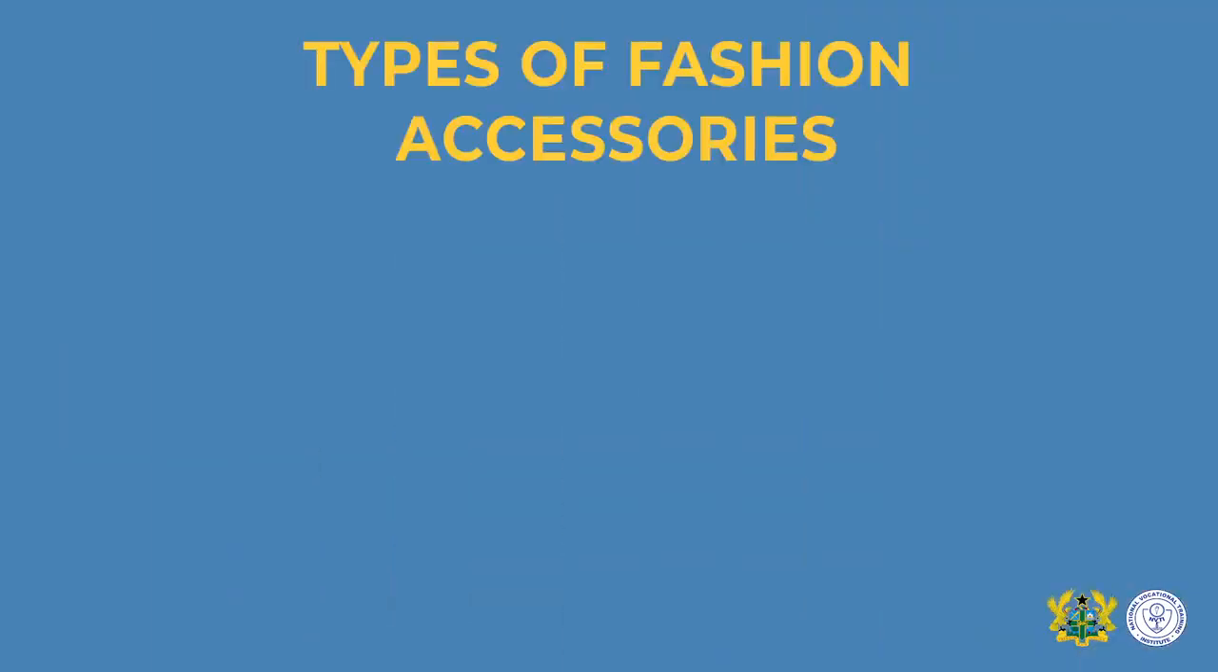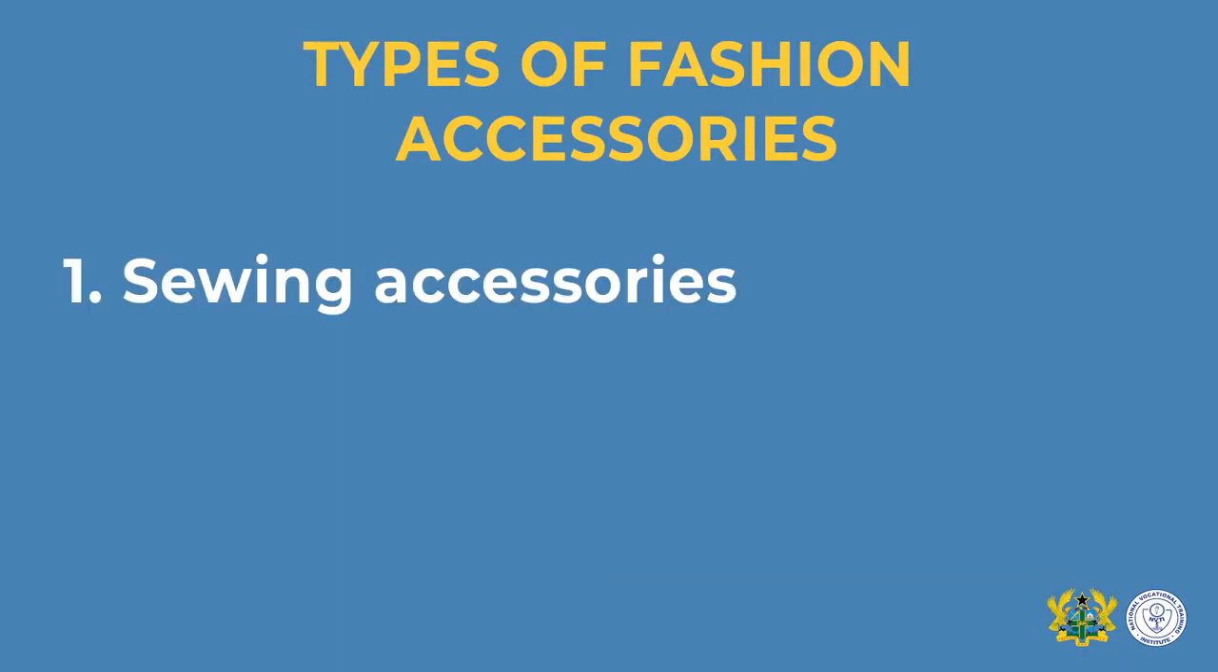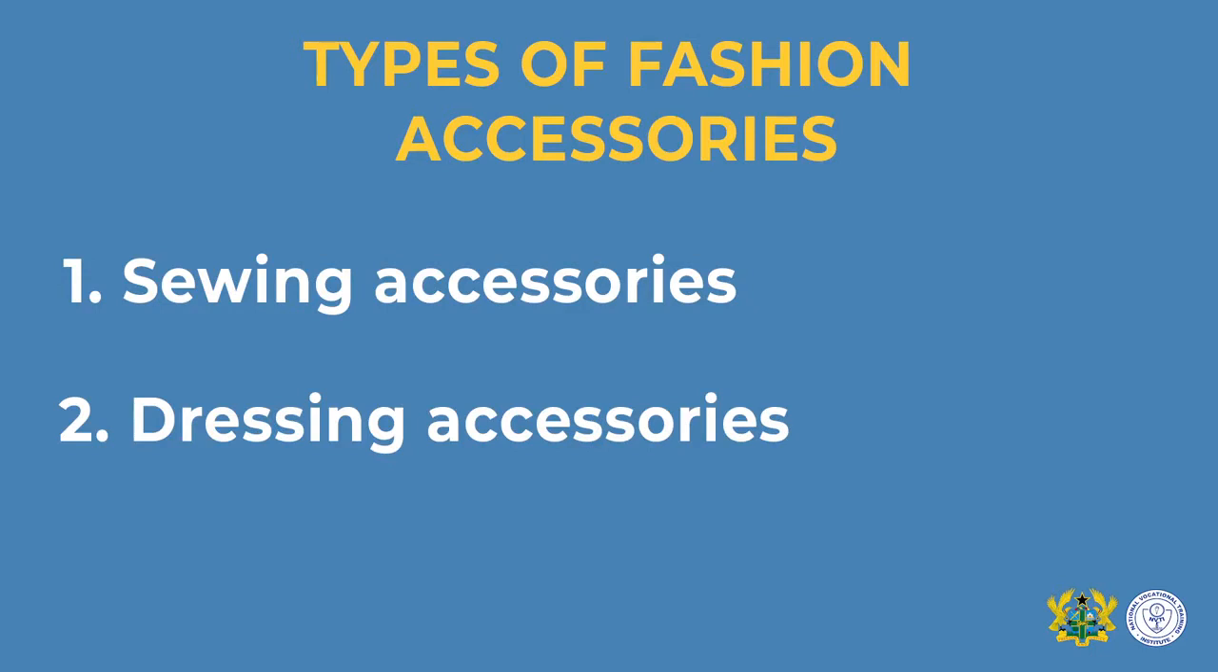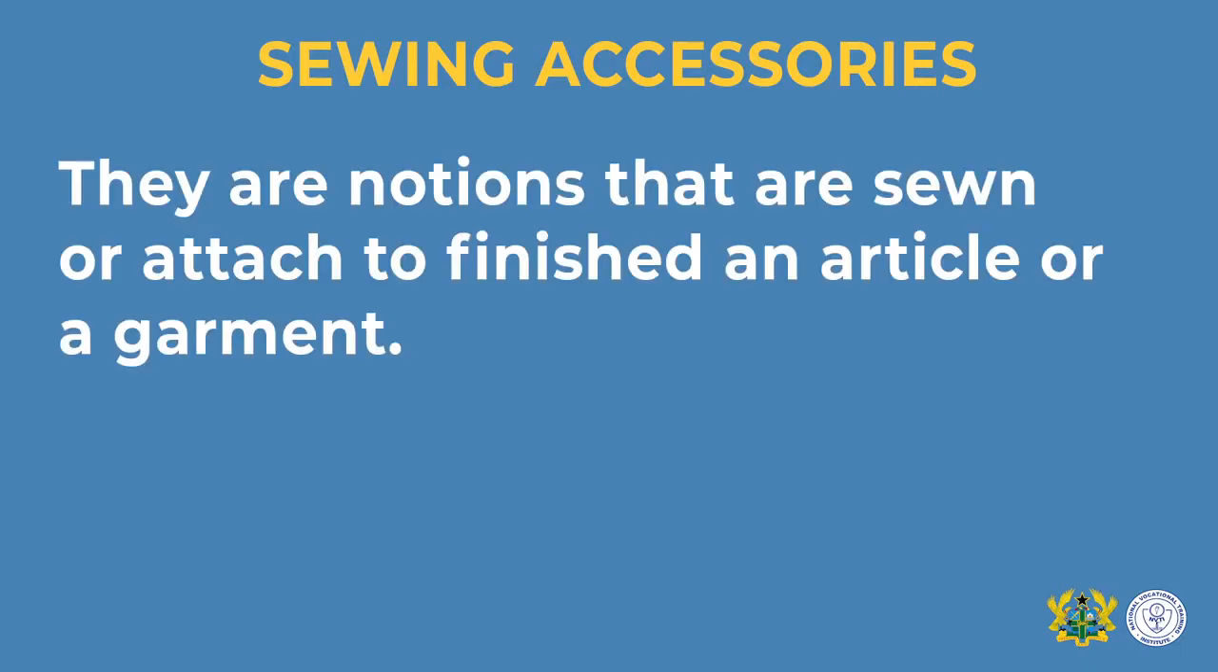Now, we said that we are going to look at the two types of fashion accessories. And what are they? Sewing accessories and dressing accessories. Now, what are sewing accessories? They are notions that are sewn or attached to finish an article or a garment.